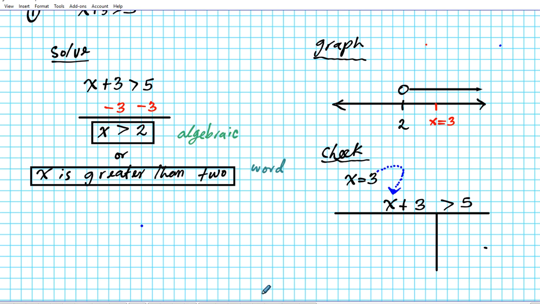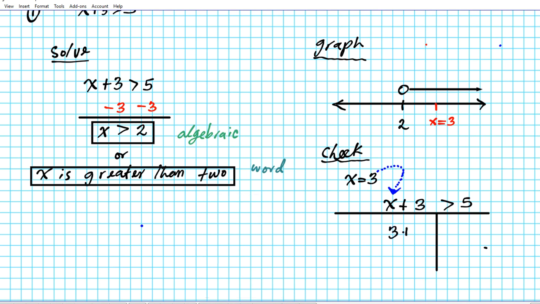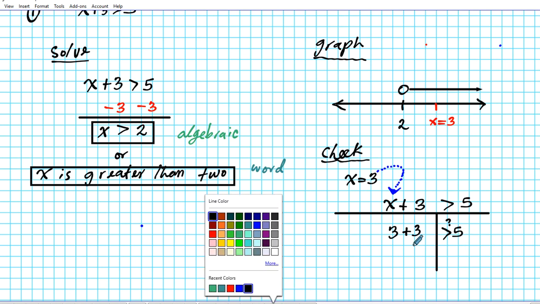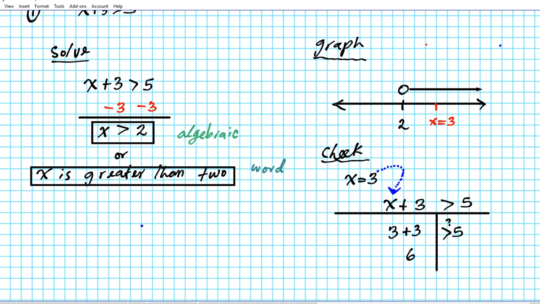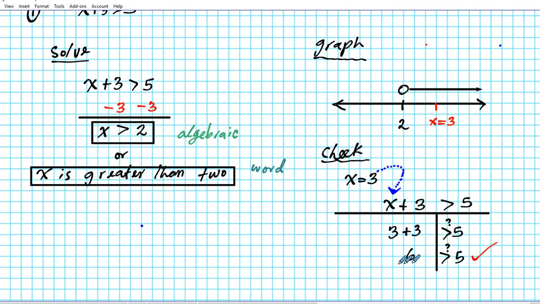When we carry out this substitution, we don't know for certainty if it's true or false. So we're just going to write 3 plus 3, and we'll ask ourselves, is it greater than 5? This inequality indicates uncertainty. Let's simplify the left side since the right side is completely simplified. 3 plus 3 is 6. So the question is, is 6 greater than 5? Absolutely. This shows that our result is correct since this check statement is true.